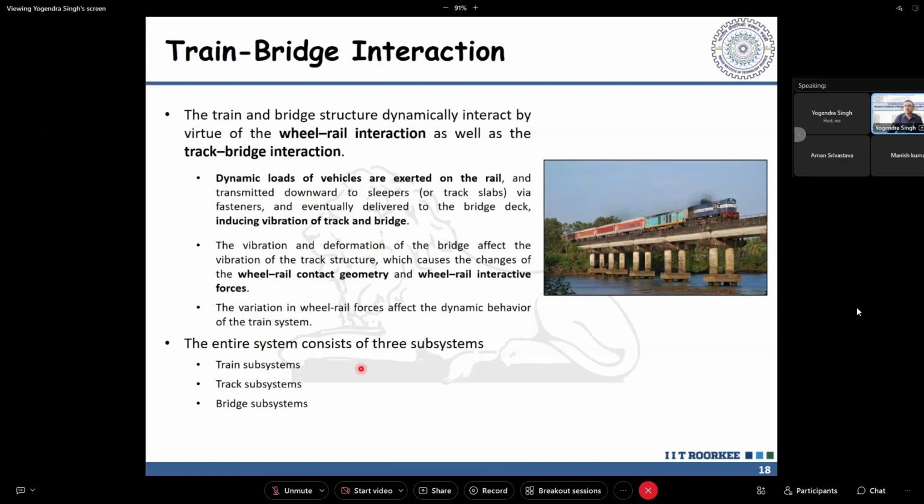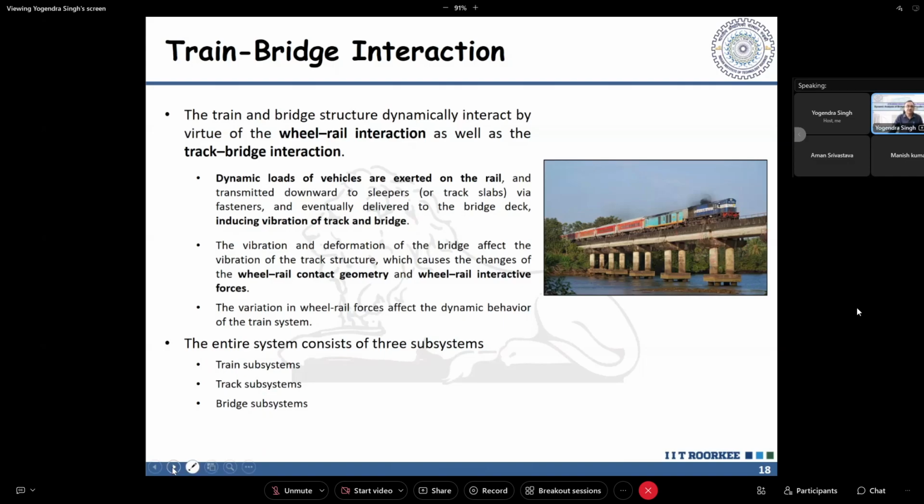So that's why most of the time we consider the train as the moving load and try to take into account the effect of train bridge interaction empirically. Some empirical expressions are available in literature by which you can further amplify the dynamic amplification factor or impact factor to take into account the effect of train bridge interaction.